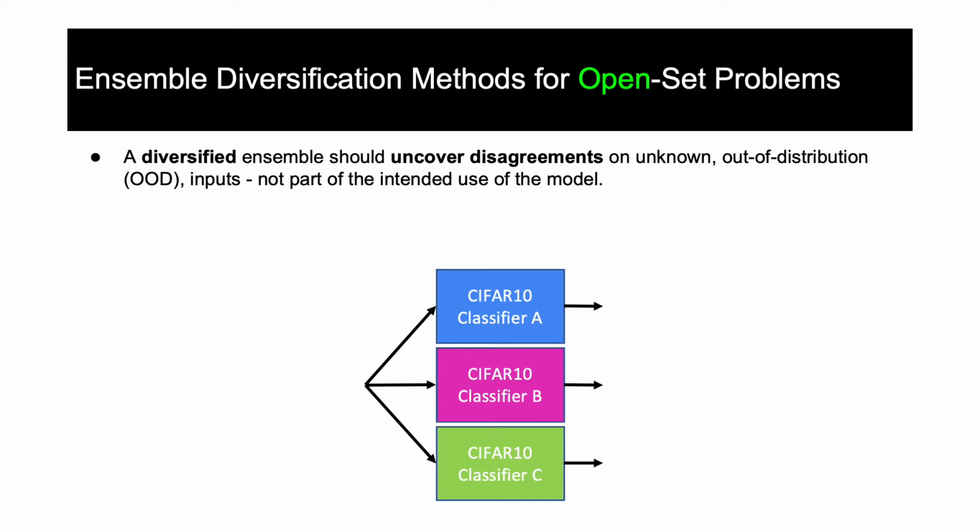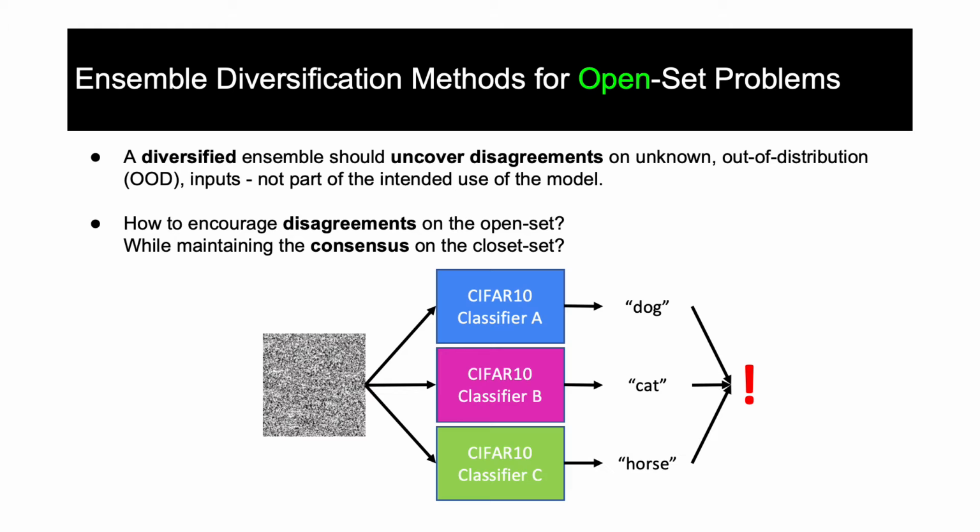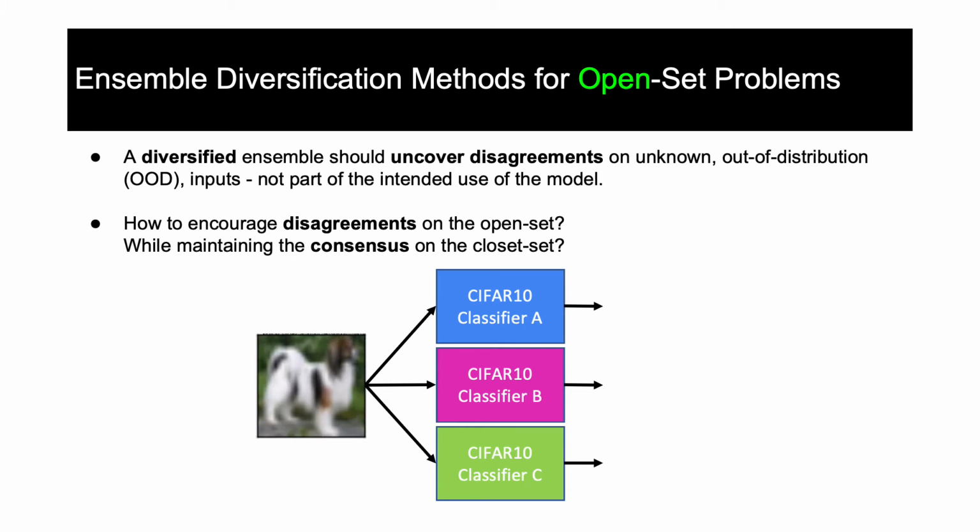The open set scenario tests how well we handle out-of-distribution inputs. Here we aim to utilize the ensemble diversity to uncover disagreements. With a diversified ensemble, the interpretations of each model should be so different that a discrepancy should be easily caught. However, we have to ensure the consensus remains on in-distribution images.